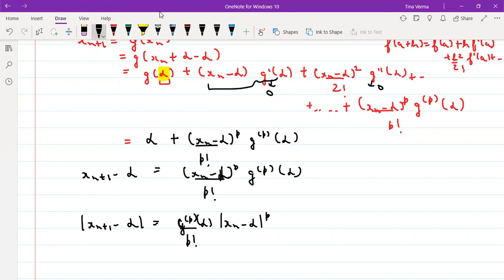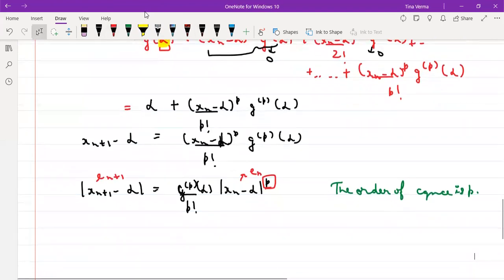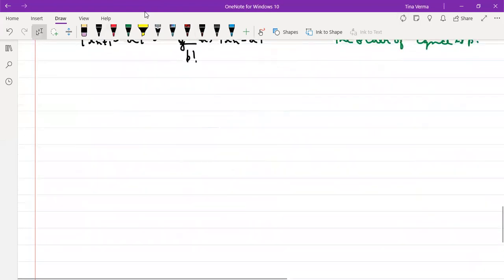If you take this thing, what has come now? en plus 1, this is my en. Here what is the power of en? p. So that means here the order of convergence is p. This is for the case where your derivative is 0, that means you can say multiple roots exist, right? There you can have more order of convergence.